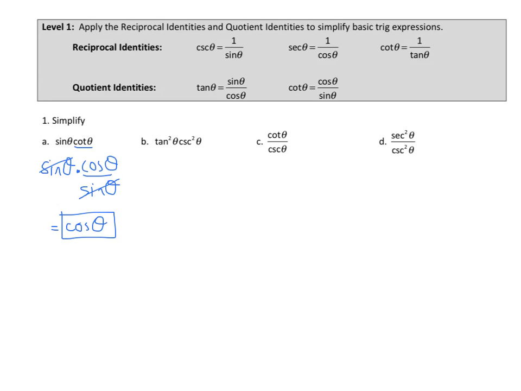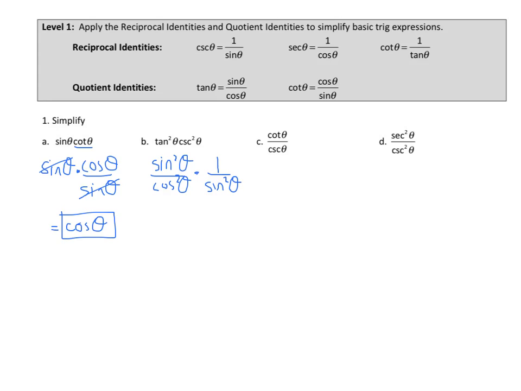In the next example, tangent squared theta times cosecant squared theta. Tangent squared theta could be rewritten as sine squared theta over cosine squared theta. And cosecant is 1 over sine, so cosecant squared would be 1 over sine squared theta.